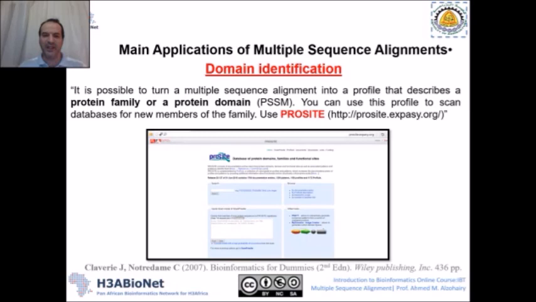Also domain identification, this is very important, and we have ProCite. This is a very good program to extract some domains, and if you have a family of proteins, you can extract what is a domain within this family. So you can have a group of protein sequences and just put it in the program, and the program will lead you to extract the domain in your sequence.